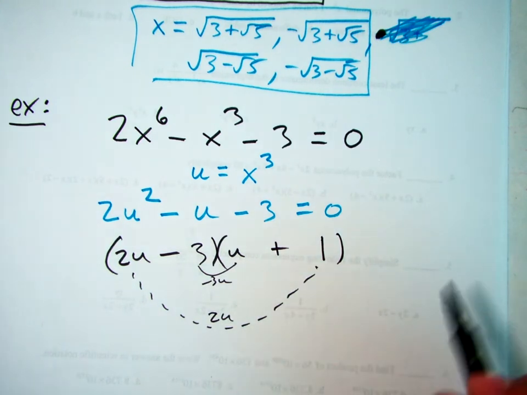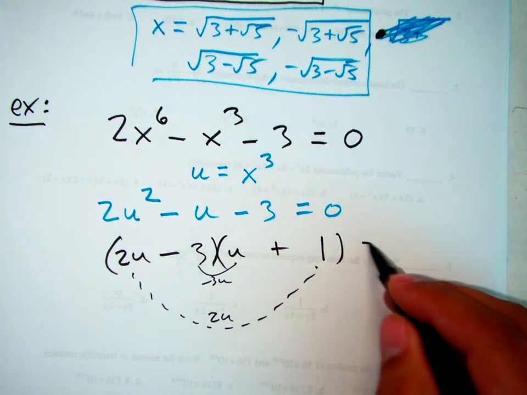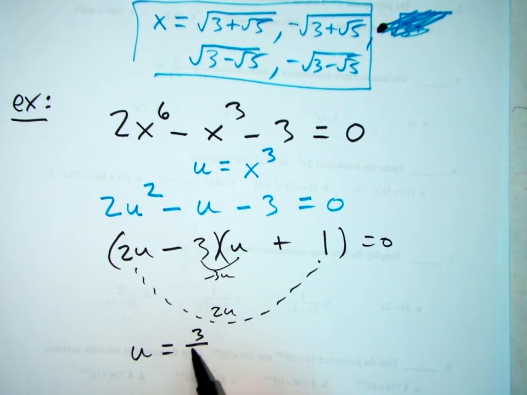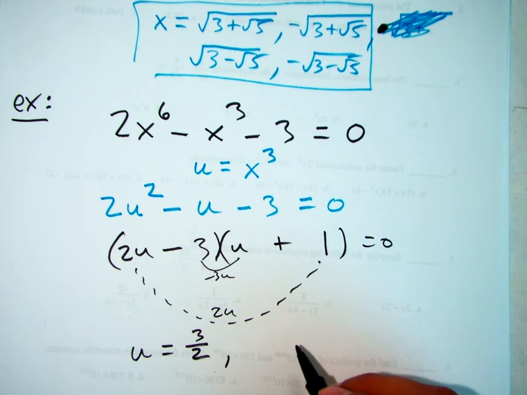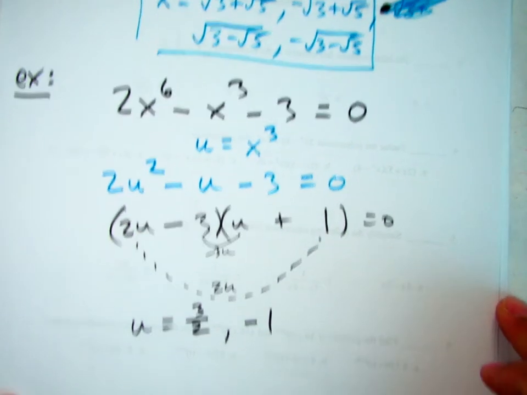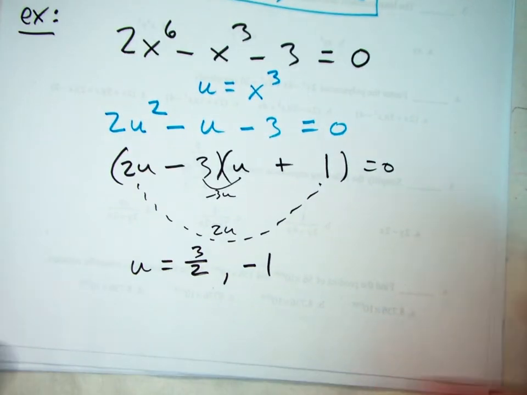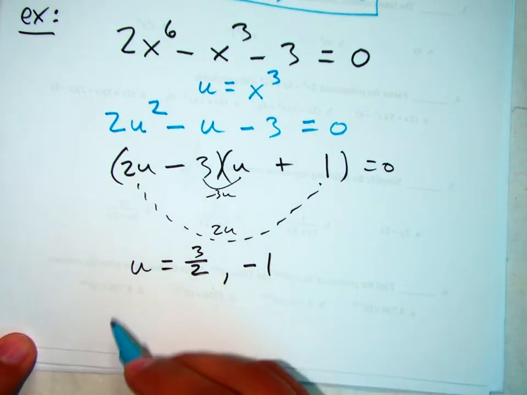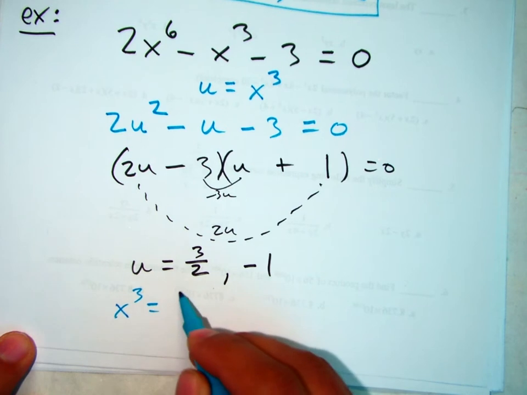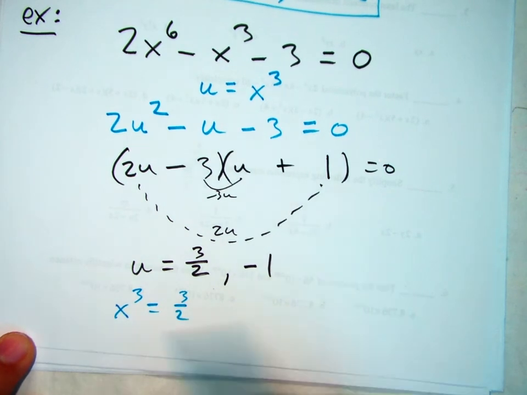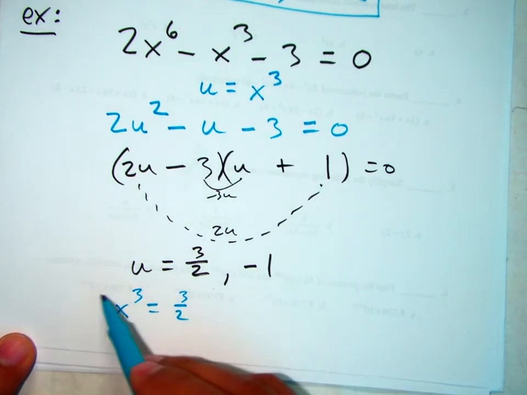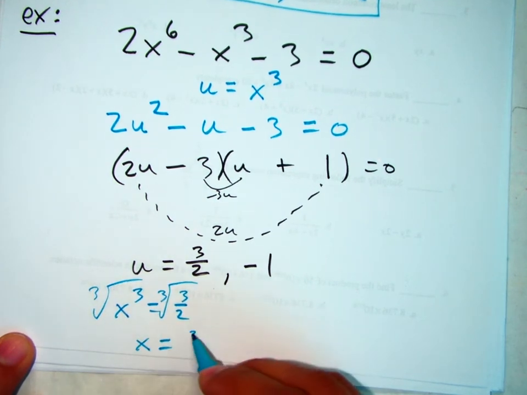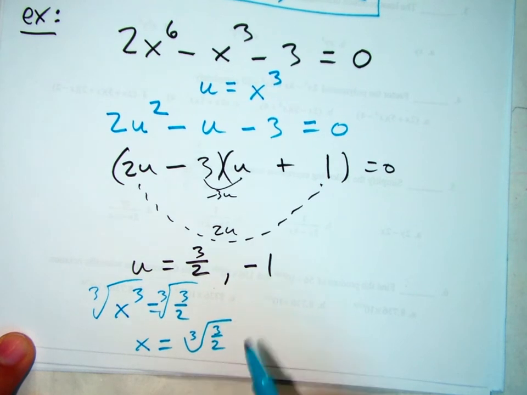Okay. So then, what is u? U is possibly 3 halves, or 1.5. What's the other value? Negative 1. But again, we want x. So u is actually x cubed. So now we take x cubed and we set it equal to 3 halves. How do I solve for x? Cube root it. Very good. So then x will be the cube root of 3 over 2. And you can leave your answer like that.